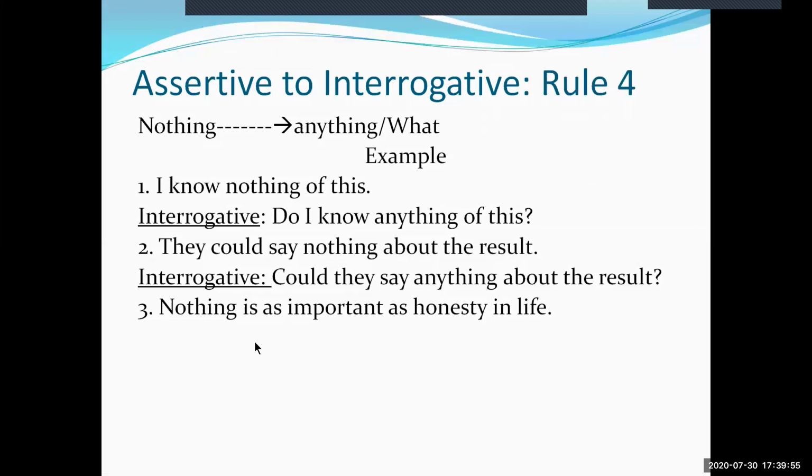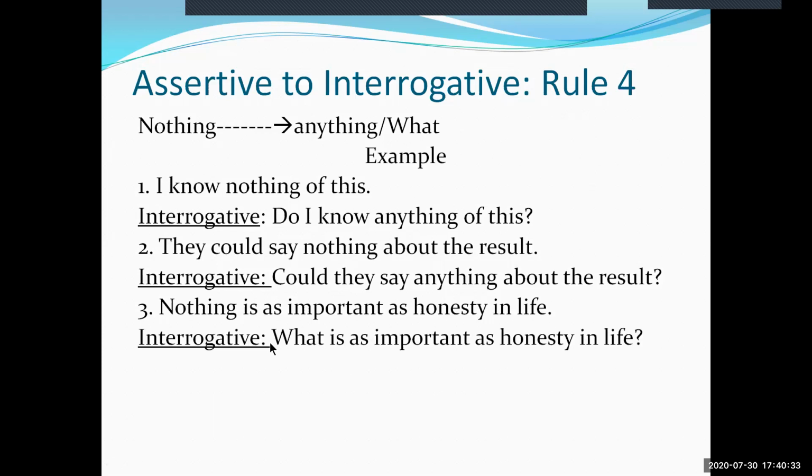Here, as you see, the third example has the negative word nothing at the beginning of the sentence. So, nothing is as important as honesty in life. This nothing, as I said, is in the beginning part, acting as the subject. So we are replacing this nothing with the word what, and then writing the rest of the sentence to make it interrogative. Let us check. So, what is as important as honesty in life? That is the interrogative form of this.